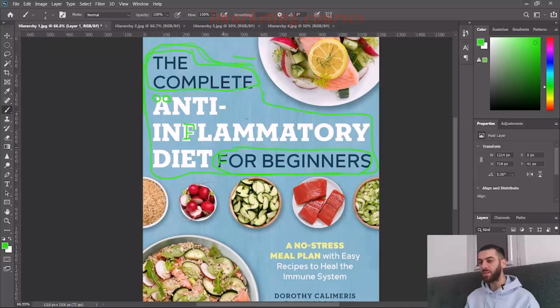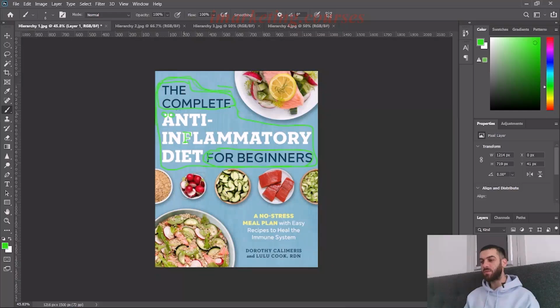Now, why do they make anti-inflammatory diet thicker than everything else in the book title? The reason they did that is because they want anti-inflammatory diet to be the first thing that stands out on the cover. They want you to see this part first, because they know that this is what you're searching for. And if this is what the customer sees first, then they're more likely to click on it, more likely to buy it, more likely to look at it, more likely to get their attention. So the title is the biggest thing on the cover, so the title gets the most attention, and then there's even hierarchy within the title.